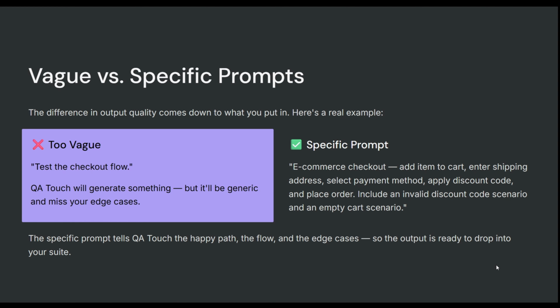Now let's look at this vague versus specific prompt situation one more time. So the difference in output quality comes down to what you actually put in. So our example was our vague prompt of test the checkout flow. QA Touch will generate something, but it'll be generic and miss your edge cases. In our specific prompt, the e-commerce checkout, add item to cart, enter shipping address, etc., the specific prompt tells QA Touch the happy path, the flow, and the edge cases. So the output is ready to drop into your suite.